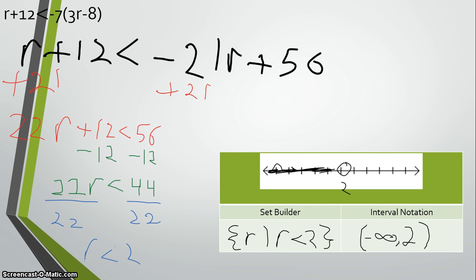Alright, so now for the interval notation, I want to do parentheses, negative infinity comma 2 and parentheses, and that's your interval notation. Now if it was a closed circle and it was a less than or equal to sign, then the parentheses on the other side of the 2 wouldn't be a parentheses, it'd be a bracket. So yeah, that's explaining that.